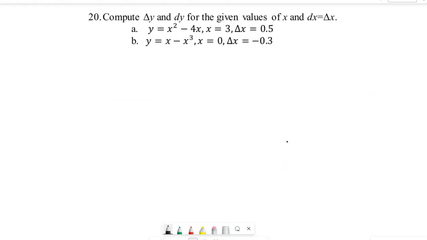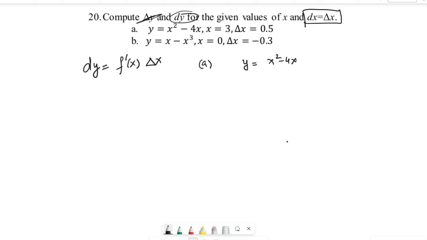The last question, question number 20 from the review. The question is to find dy. We're going to skip delta y here. The dy formula, if you remember, is f prime x times delta x, because delta x is approximately the same as dx. So let's work on part A. Y is x squared minus 4x. So f prime x, basically y prime, is 2x minus 4.